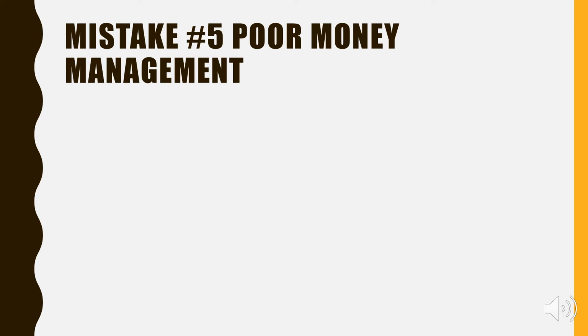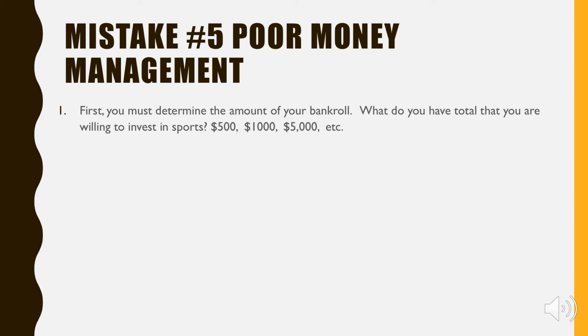And finally, mistake number 5, poor money management. Now, the first thing you need to do is determine the amount of your bankroll. What do you have total that you're willing to invest in sports? Not mortgage money, not rent money, not 401k money. Well, it could be, but what do you have that you're willing to risk? Or you might want to say what you're willing to lose.